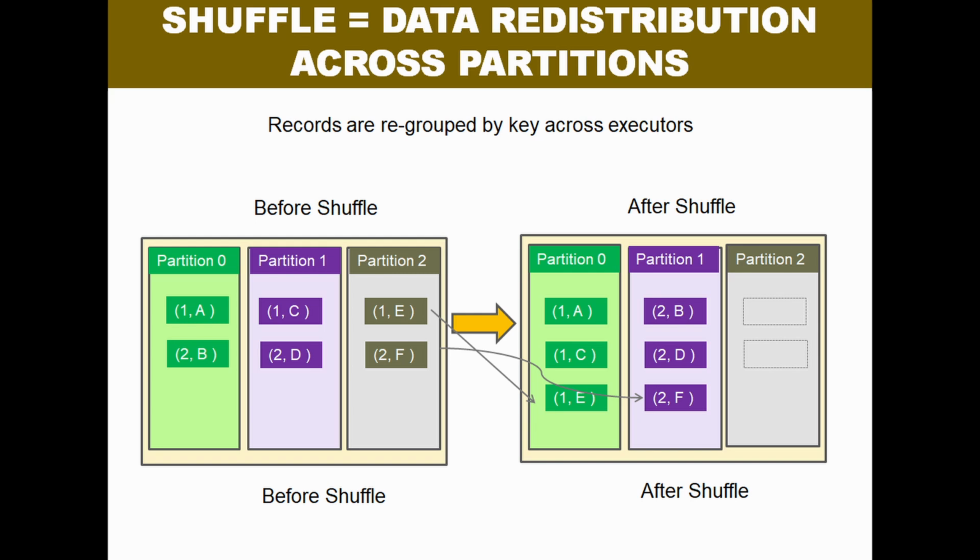After shuffle, all records for key 1 land in the same partition, and all records for key 2 land in another partition. Notice something very important. There is no data duplication. No data is lost. Data is simply reorganized. That is shuffle. It is not magic. It is not random. It is deterministic redistribution. And this redistribution is what triggers everything we discussed today.